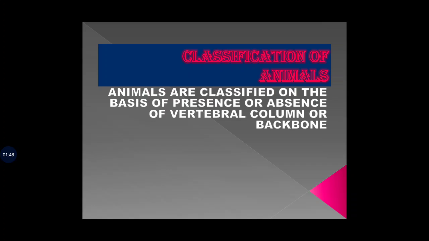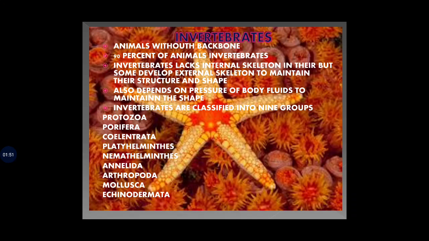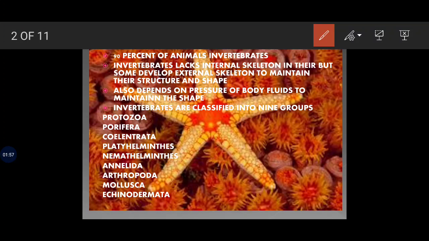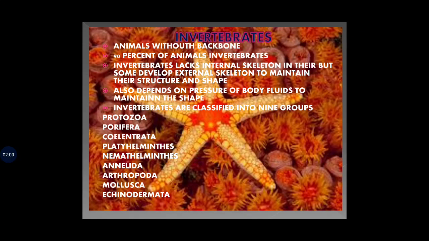Okay, so beginning with the invertebrates. Invertebrates is the group that does not possess this backbone. So, animals without backbones. 90% of animals are invertebrates. If you study the whole animal kingdom, you will see that 90% of them are invertebrates. That means they do not possess any vertebral column or backbone. But the rest, in which we are also included, do possess the backbone.